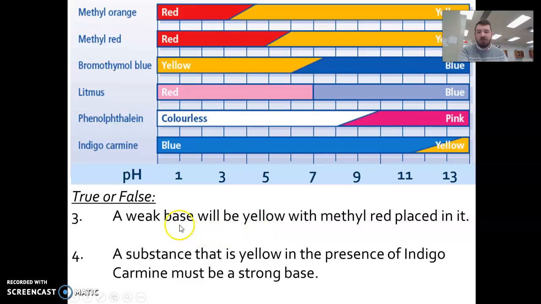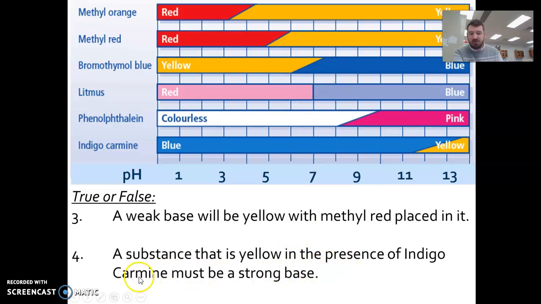All right, so we can try another one. A weak base would be yellow with methyl red in it. Is that true or false? So if we're looking at methyl red and it's yellow, right, that does tell me that it would be a weak base. Now, actually, we kind of want to work backwards here. We know that, right, if it is a weak base, it would be yellow because from the ranges of like 7 to 9 pH, right, our low levels of basicity, we would be yellow.